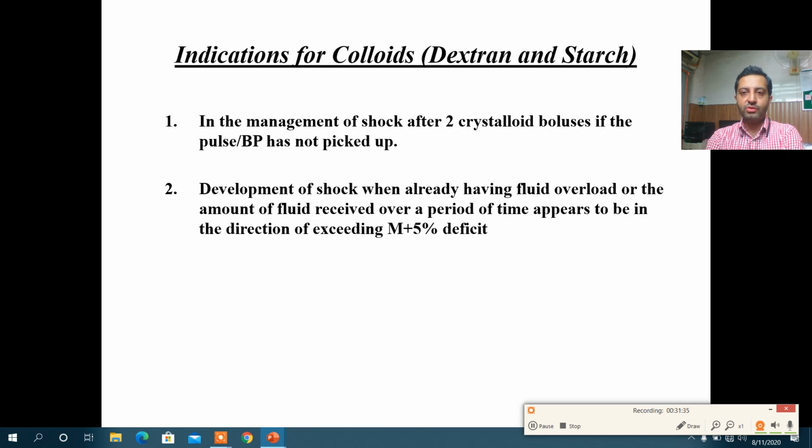What are the indications of colloid? Dextran 40 or 6% starch. In the management of shock after 2 crystalloid boluses, जैसे कि पिछली स्लाइड में देखा, if you have given 2 boluses of normal saline with a dose of 20 ml per kg, उसके बाद भी ब्लड प्रेशर रेज ना हो, then you will be giving the colloid.